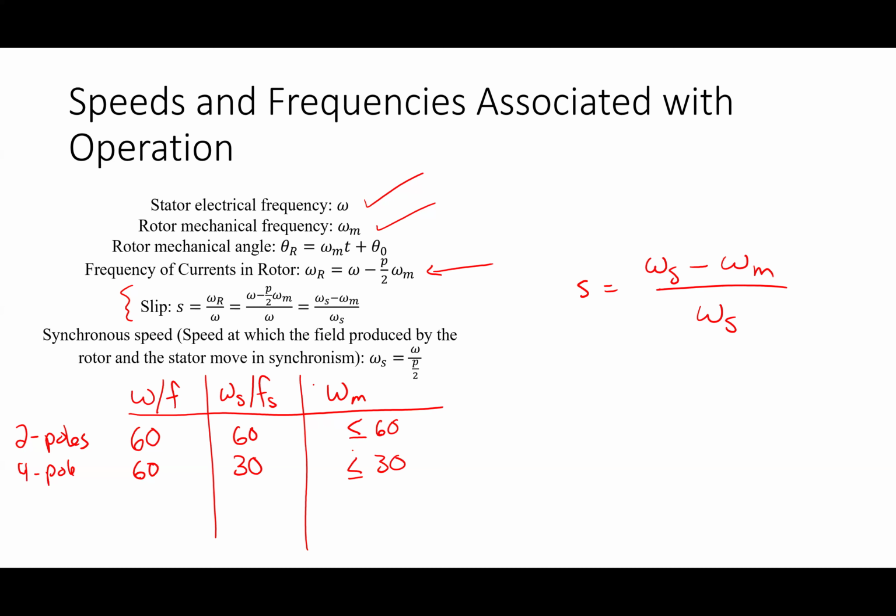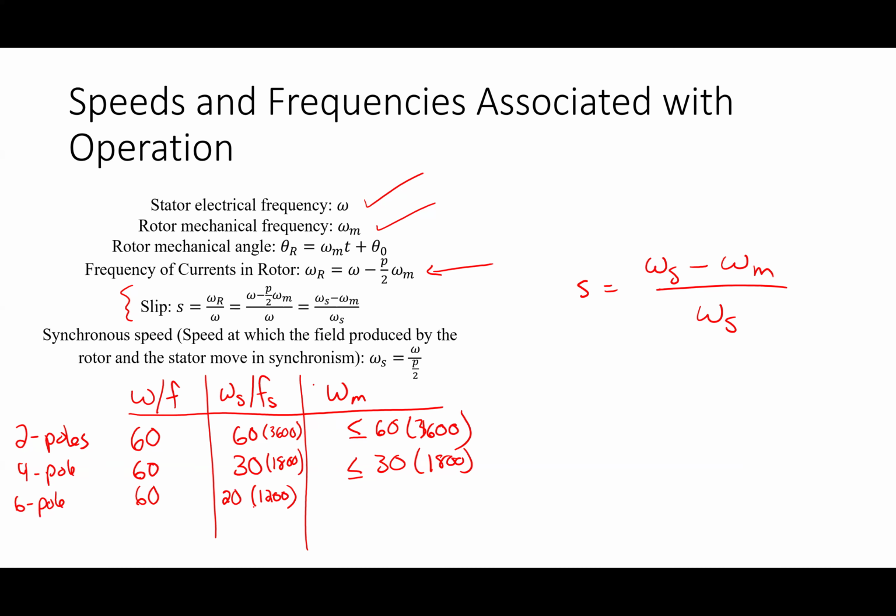If I do those in RPM, that's going to be 3,600 RPM. What's 30 in RPM? 1,800. Similarly, what if I had a 6-pole machine? You take 60 and divide by 3, so it would be 20 hertz. What's that work out to be? I think that's 1,200 RPM.